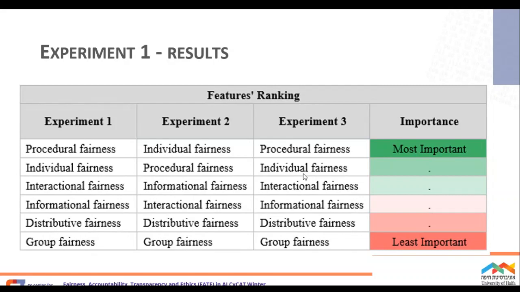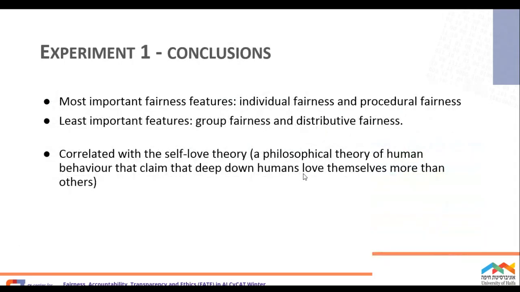were considered the least important, while the individual fairness, the personal things that are more close to the person itself, individual fairness and procedural fairness, are considered the most important, while the interactional were kind of in the middle. So the conclusions were individual fairness and procedural fairness are the most important ones.